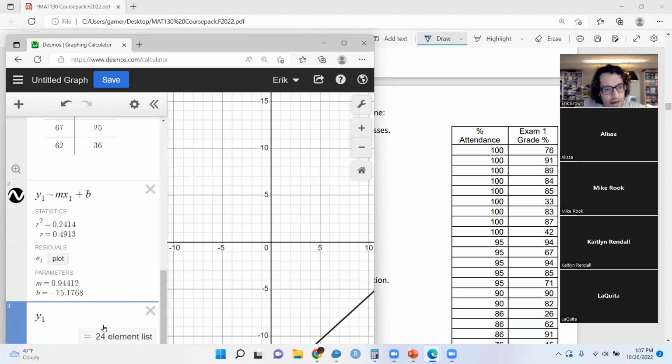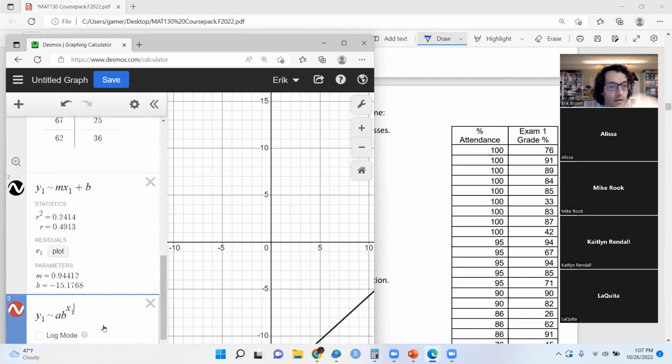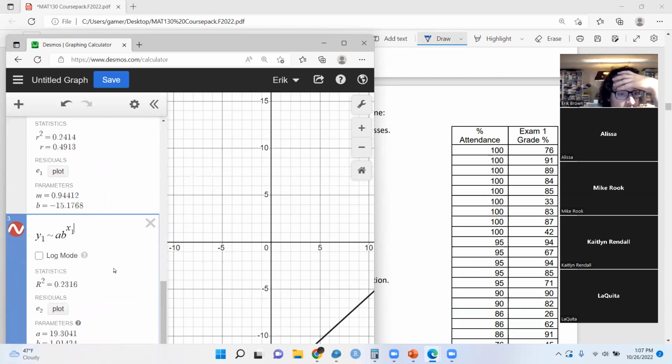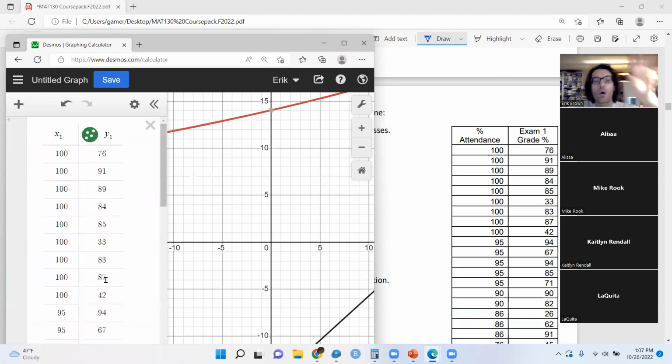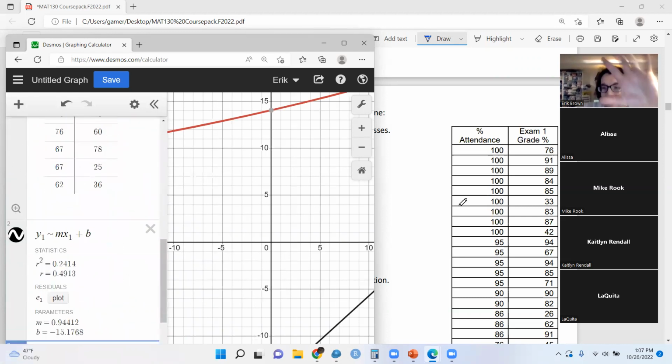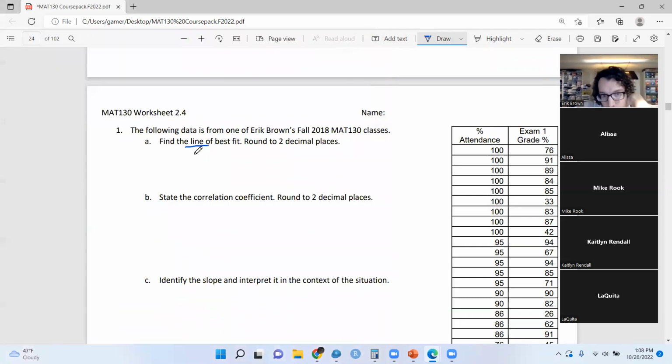I didn't have you do an exponential model. Here is one. Is it any better? Nope, it's worse. But for any data set I give you, you should always be doing this for linear and this for exponential and deciding which one is best, except for 2.4. I told you which one to do, line. Does that make sense? Yeah.